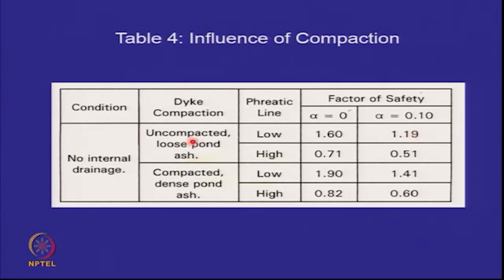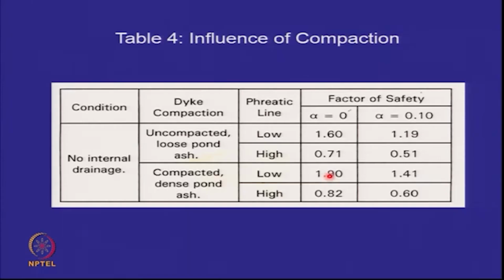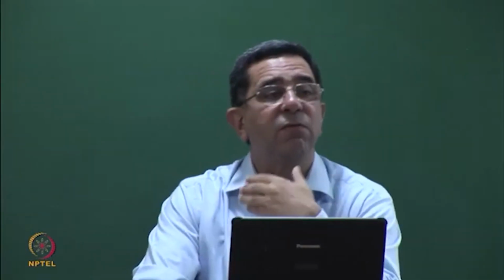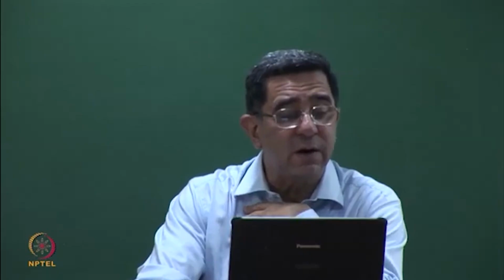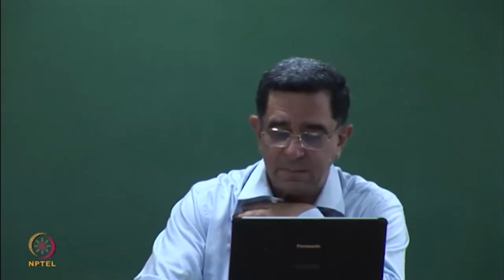But do remember, on uncompacted loose ash, when the phreatic line is high, anyways this embankment was failing. Can compaction prevent this failure? That's the question we would like to address. 1.6 went to 1.9 when the ash was compacted. That is very good. But 0.71 went only up to 0.82. So compaction cannot offset the problem of a high phreatic line if there are no internal drains, because the phreatic line starts meeting the downstream slope and your factor of safety tends to become gamma b by gamma t tan phi dash by tan beta.